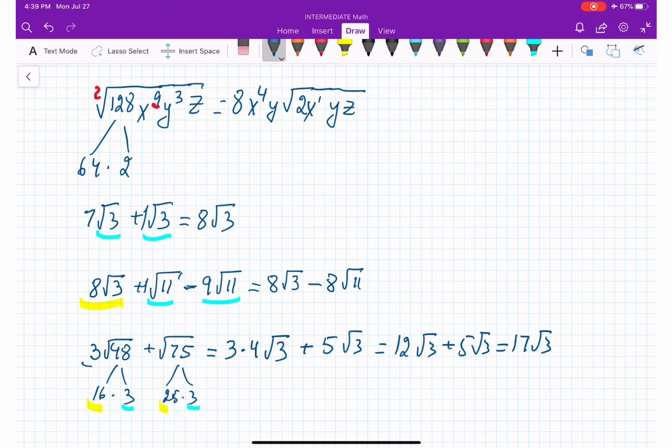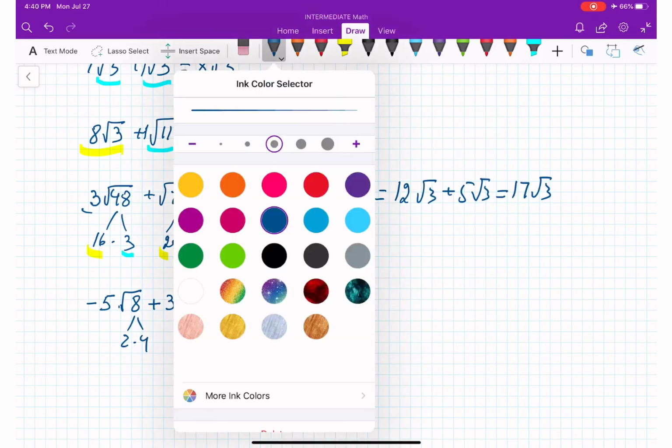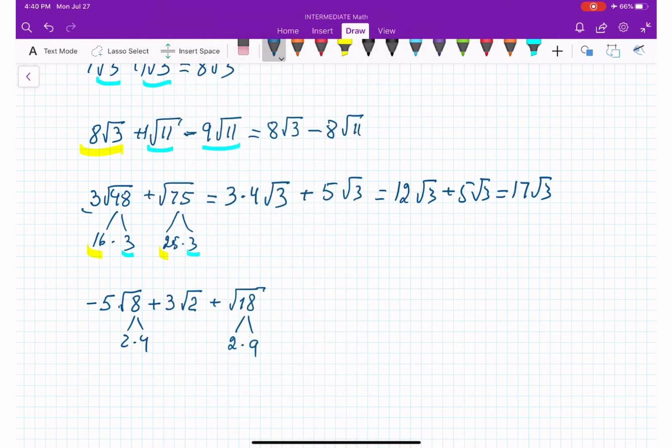Next one. Negative 5 square root 8 plus 3 square root 2 plus square root 18. Okay. So what can we break down? 8 is going to go 2 and 4. Here is square root 2, we can't do anything anyway. 18, I'm breaking down as 2 and 9. And see what interesting thing is coming out. We are going to end up with square root 2 everywhere.